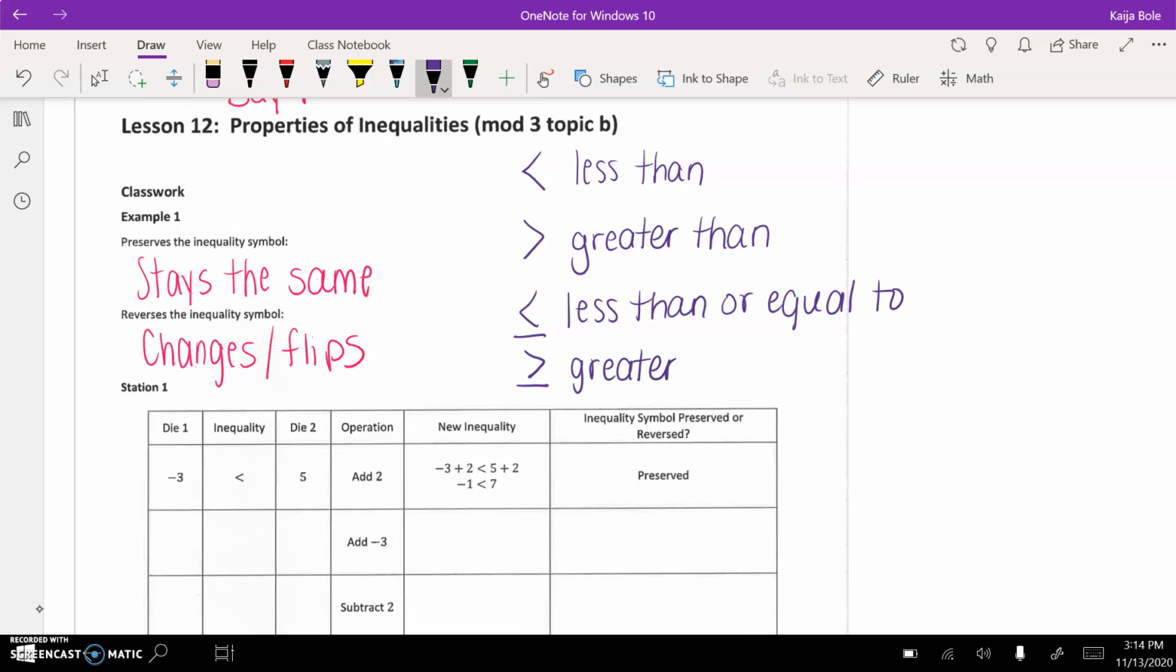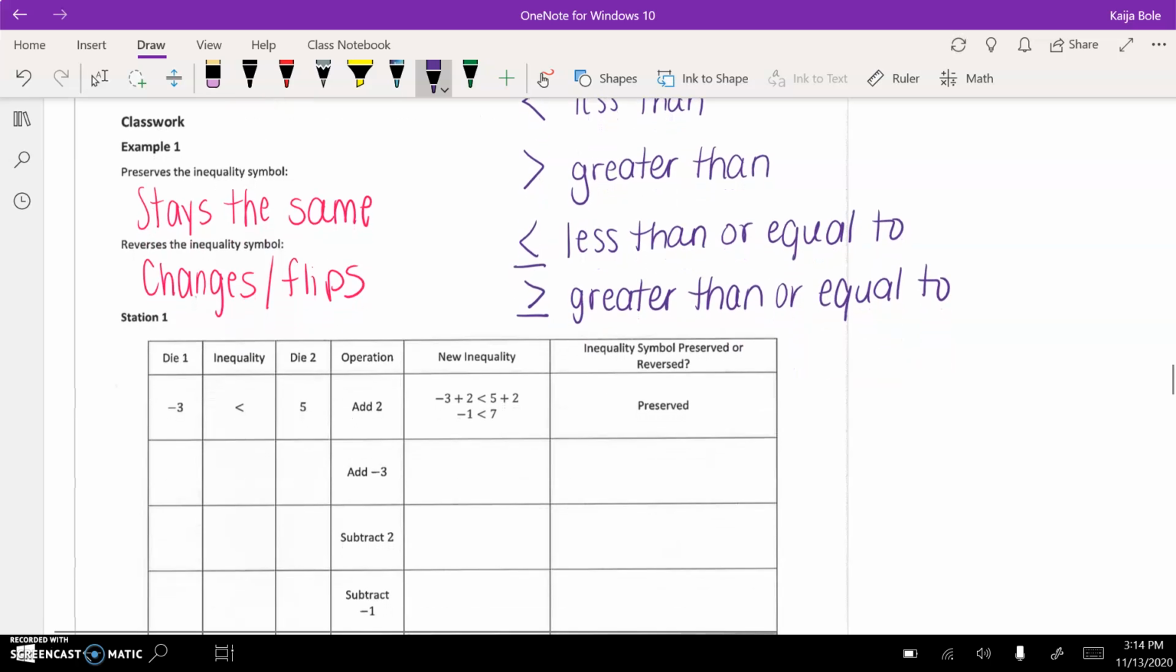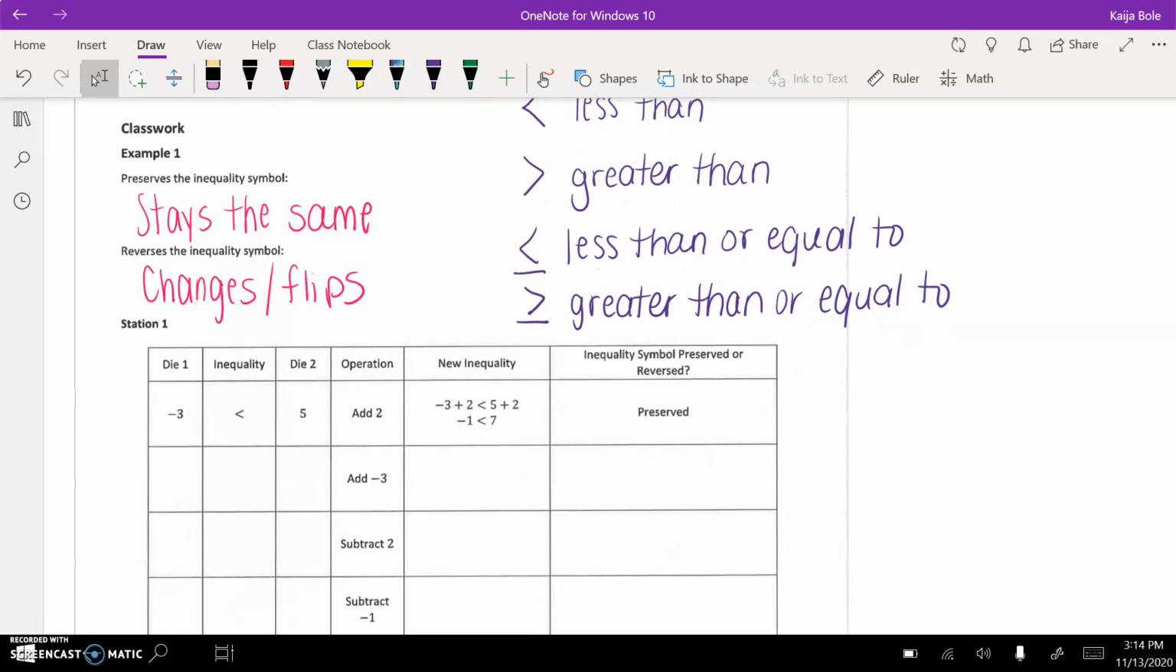I know you've probably learned all of these before. You've probably talked about alligators or Pac-Man. Whatever helps you to remember, you use it. So in station one, we have -3 is less than 5, and then we added 2 to both of the numbers, and we still ended up with -1 is less than 7. So the inequality was preserved.